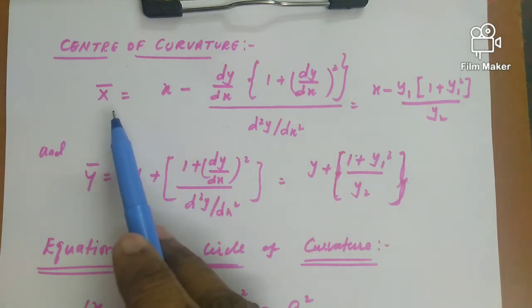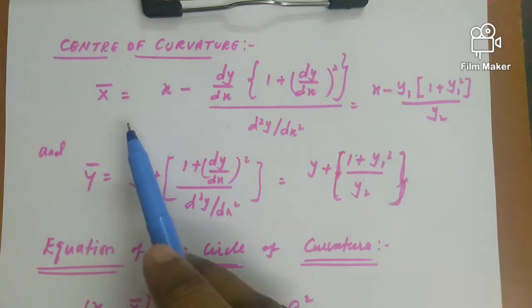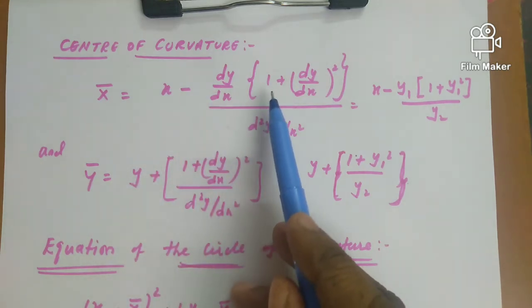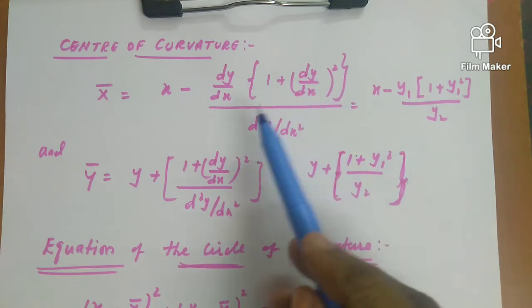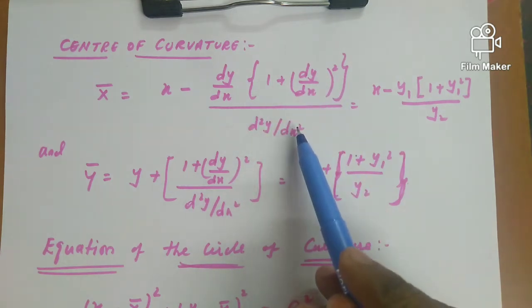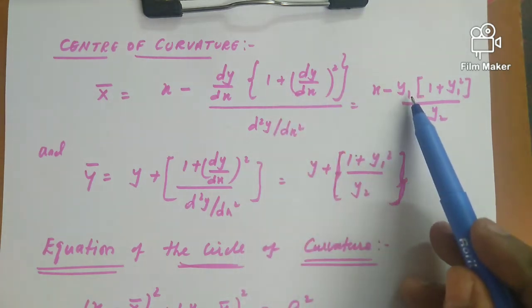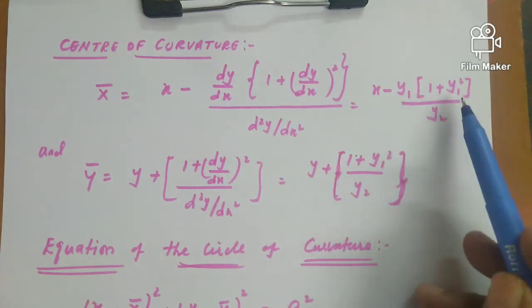So center is denoted by x bar and y bar. The formula for x bar is x minus dy by dx into 1 plus dy by dx square divided by d square y by dx square, or the same formula can be written as x minus y1 into 1 plus y1 square divided by y2.